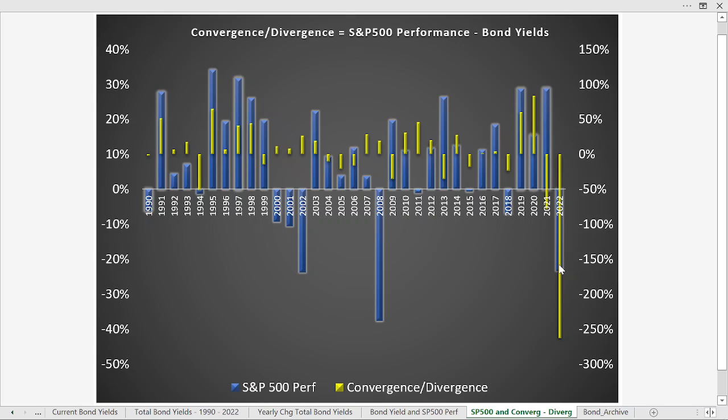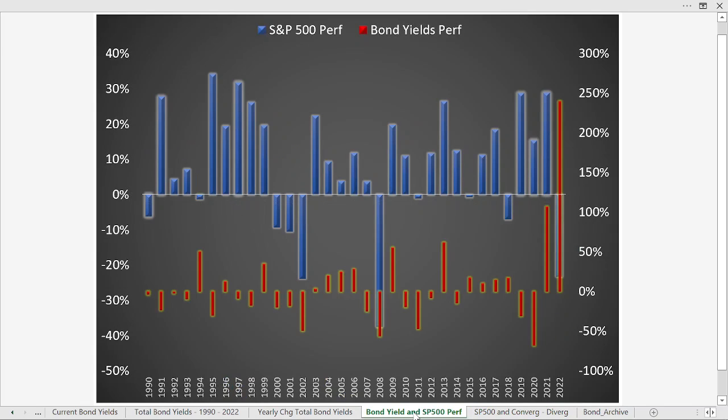Notice what's happened now. While the S&P 500 is down a little over 20% for the year, the divergence is enormous. That's that yellow bar moving down. That again reflects how the stock market is down where bond yields are up. Now, if we use history as any judge, we would expect to see some sort of regression, meaning that if stocks are going to go down, we'd expect bond yields to go down. If bond yields are going to go up, then we'd expect stocks to go up.